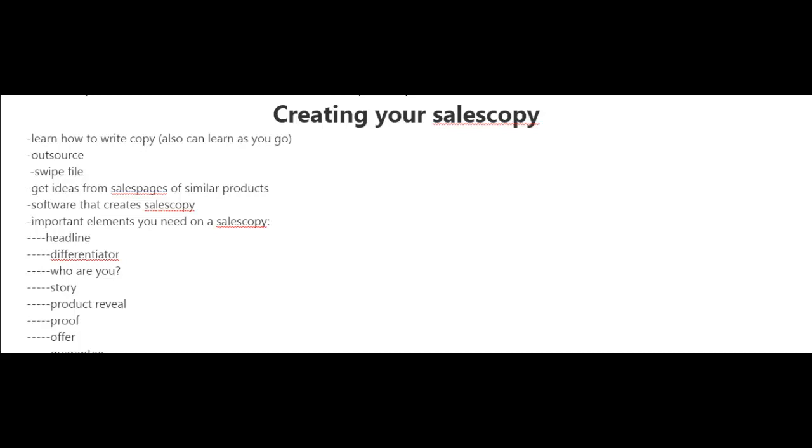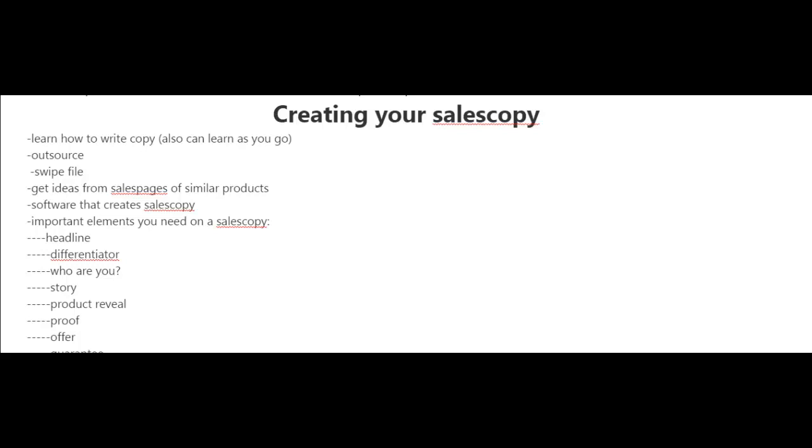Now, here are a few important elements that you need on sales copy. Potential customers who land on your sales page will usually determine if they should read further by just looking at the headline at the top of your page. So the goal of your headline should be to convince the person to read the next line of your sales copy. And actually, every line or every phrase of your sales copy, their goal should be to make the person want to read the next line.